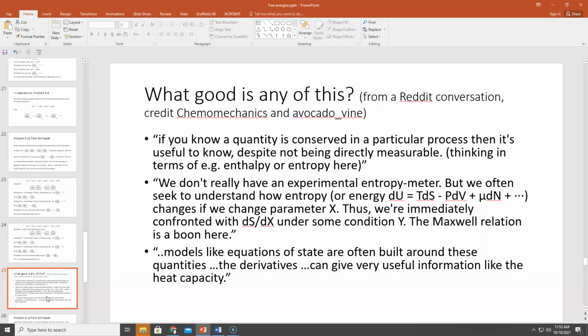And then another user goes on to say, "We don't really have an experimental entropy meter, but we often seek to understand how entropy or energy or something else changes if we change another parameter, x. Thus, we're immediately confronted with some variation of the entropy with respect to that parameter x under some condition, y. And that's the Maxwell relationship, and it's a boon here." Okay? "Also, models like equations of state are often built around these quantities, and the derivatives can give useful information like the heat capacity." So those are a whole bunch of reasons why these potentials might be useful.